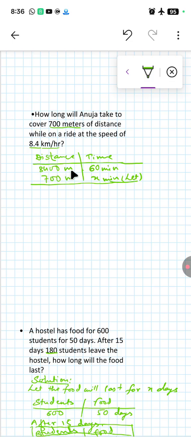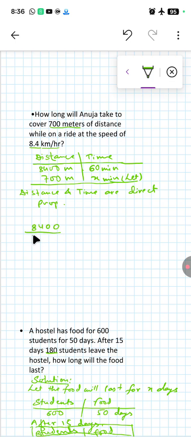So first let us find it out. To cover 8,400 meters, it is taking 60 minutes. To cover 1 meter only, it will take less time. So if it takes less time, both are decreasing. Distance is decreasing, then time is also decreasing. If both of them are decreasing, we can understand it is direct proportion. So we can write here distance and time are in direct proportion. That is why we can write the ratios same to same.